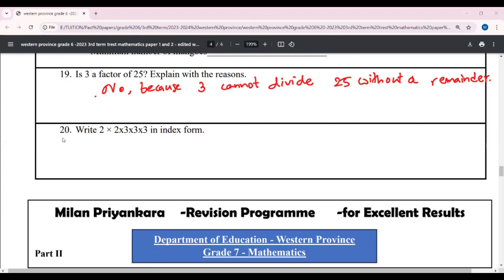So in this 20th question, write this in the index form. This has to be 2 into 2 into 3 into 3 into 3, which is equal to 2 to the power 2 into 3 to the power 3. So this is how you solve all these 20 problems, right? So this is how you can answer all these questions.